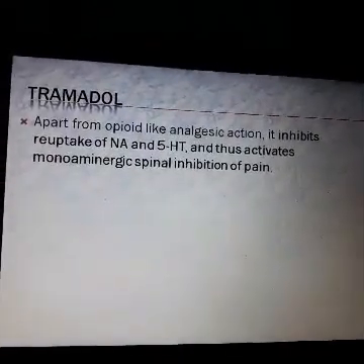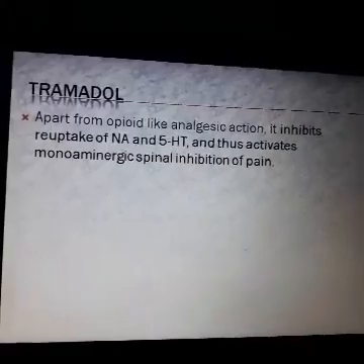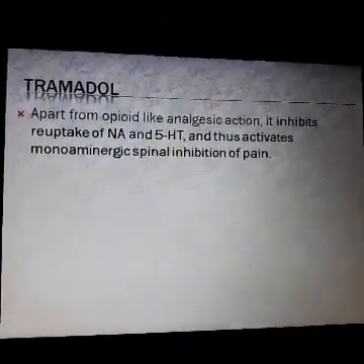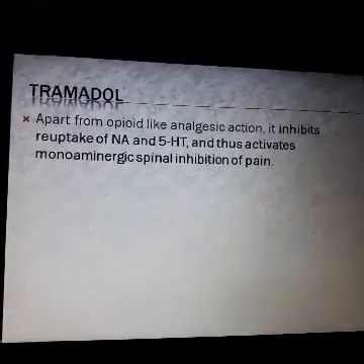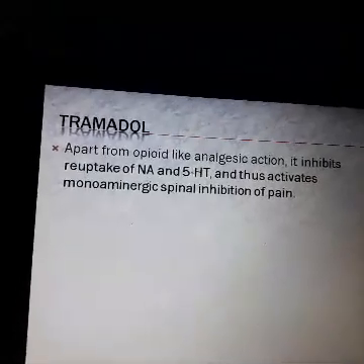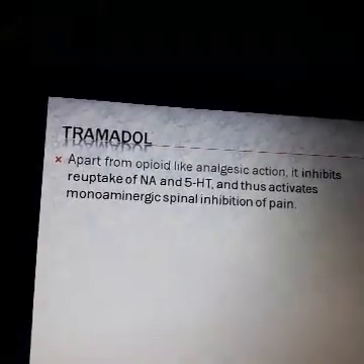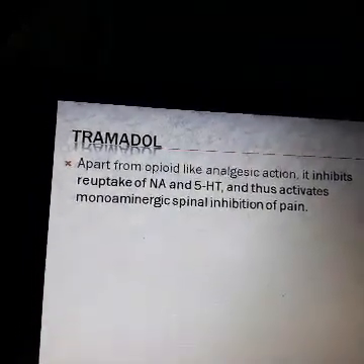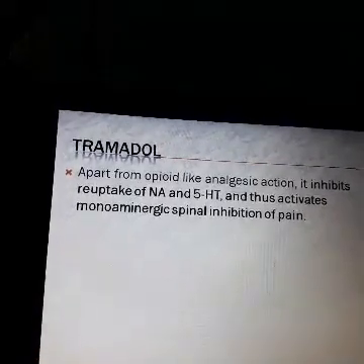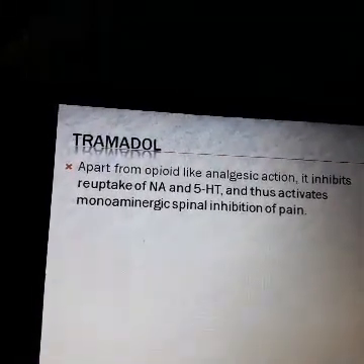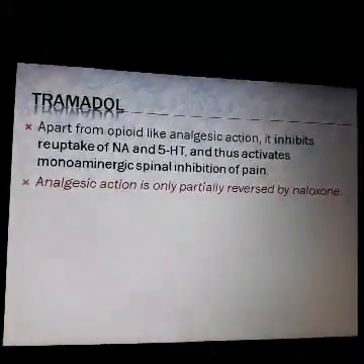Tramadol, a very commonly used analgesic, can be used orally as well as IV. Apart from its opioid-like analgesic action, it inhibits the reuptake of norepinephrine and 5-HT. So if you remember the pain pathway once again, NE and 5-HT excess release from the medulla to the spinal cord actually decreases the excitability of the dorsal horn and prevents pain transmission by the ascending pathway. So tramadol inhibits the reuptake of NA and 5-HT, so there is excess NA and 5-HT in the system, and this activates the monoaminergic spinal inhibition of pain. So there is further decreased excitability of the dorsal horn, further decreased pain transmission in the ascending pathway. Analgesic action is only partially reversed by naloxone.